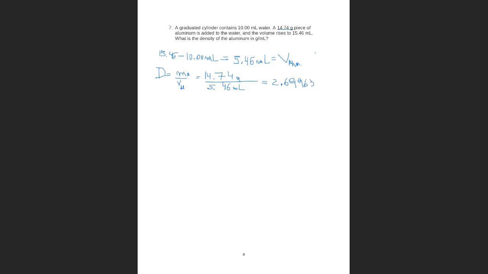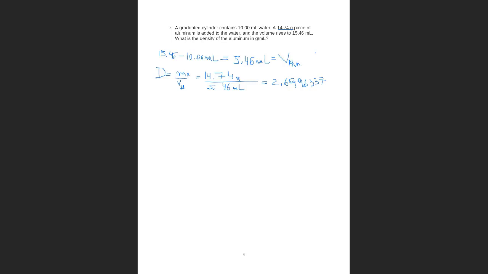2.69963. Very good. And now, if we submit it that way, it's going to be wrong. We have to submit it with the correct amount of sig figs. So how many sig figs do we need to report in our density? Let me see. For multiplication or division, we need to use the fewest number of significant figures.